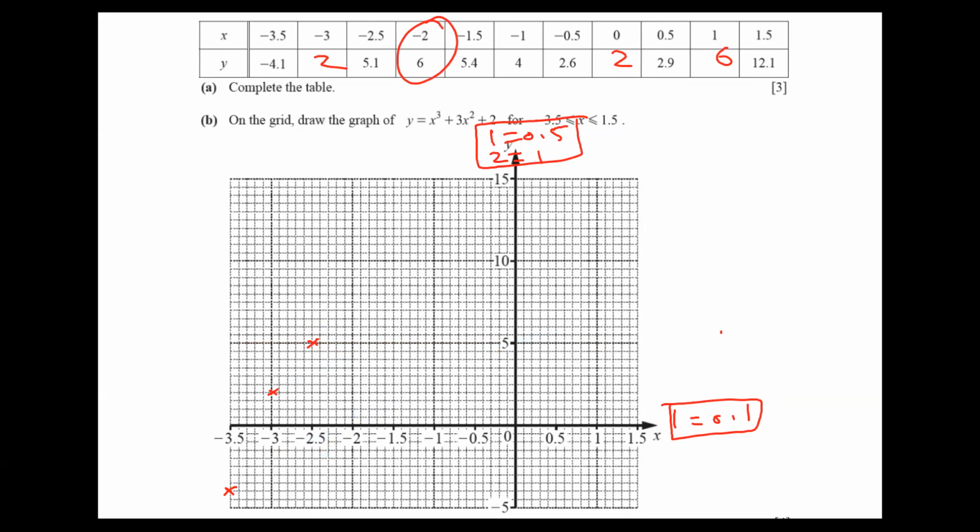-2 is here, and 6 is two boxes above 5. Here is 6. So let's see. This is 6, and this is -2, and they meet here. I'm sure you are understanding well up till now.